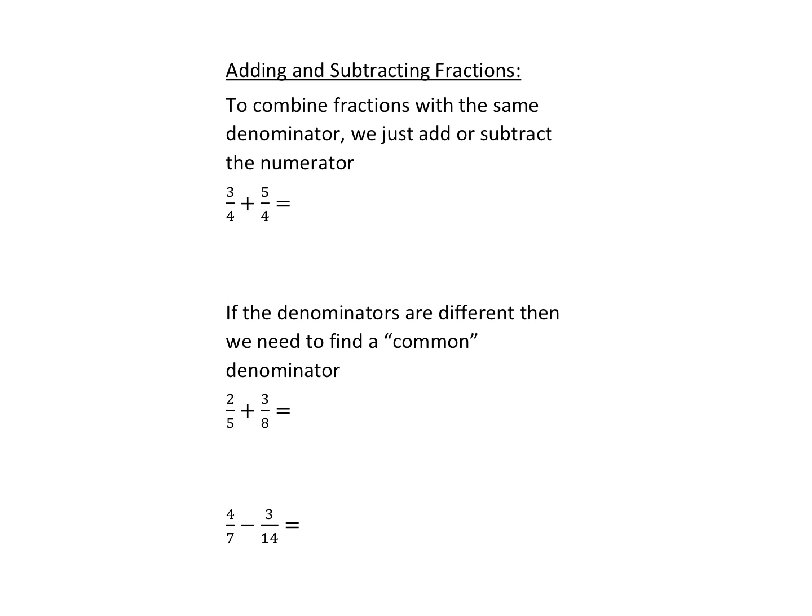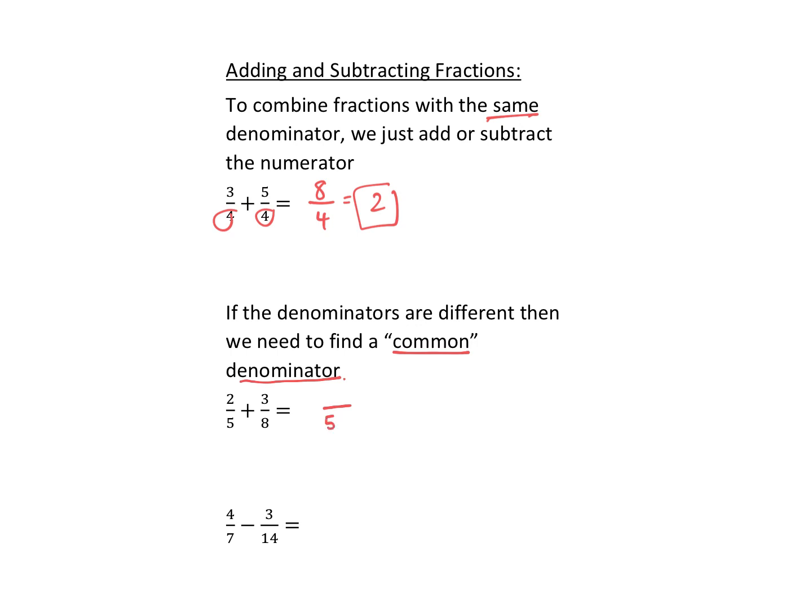Adding and subtracting, we cannot add or subtract unless we have a common denominator. So if the denominator is the same, we can just go ahead and add. So we add the numerators. 3 plus 5 is 8. 8 over 4 reduces to 2. So if the denominator is the same, we just go ahead and add or subtract the numerator.